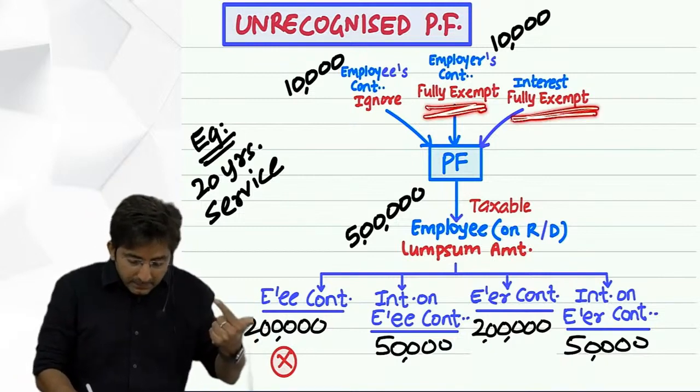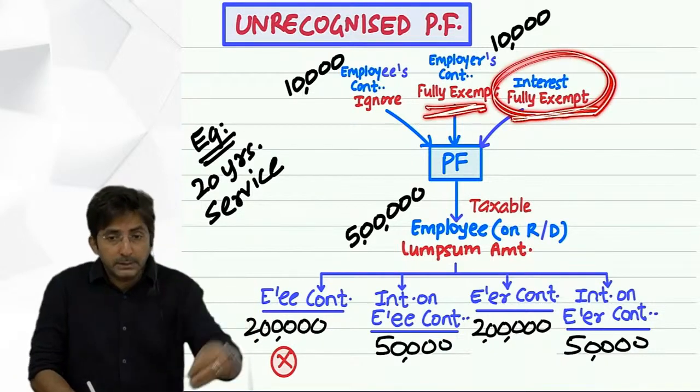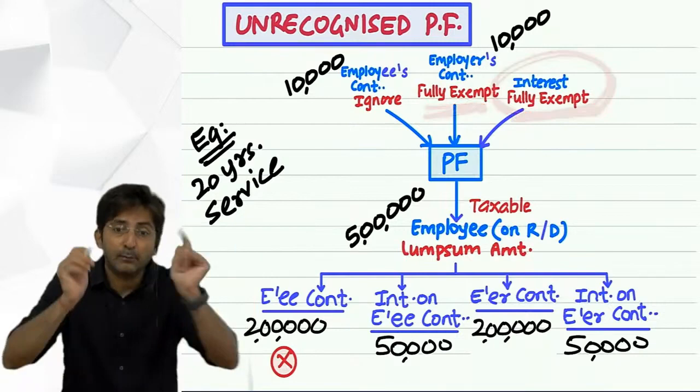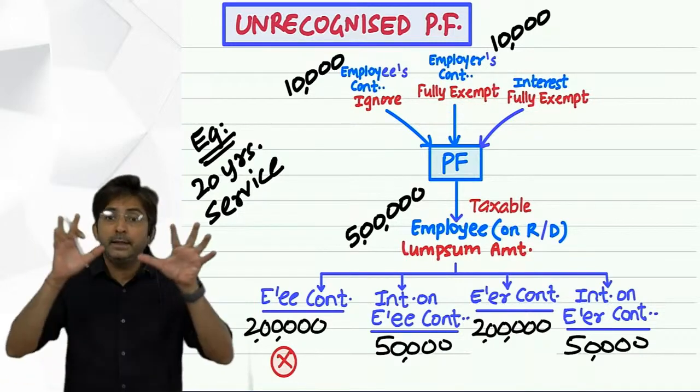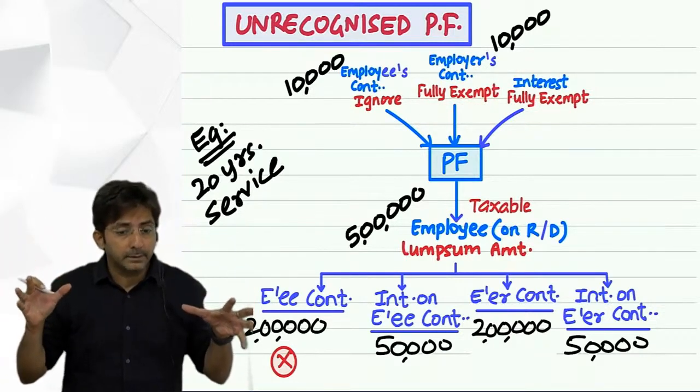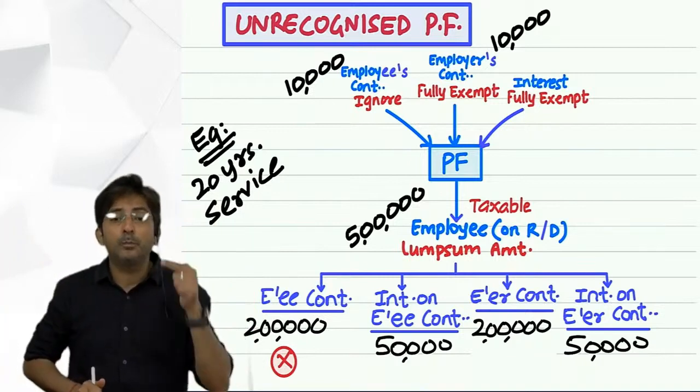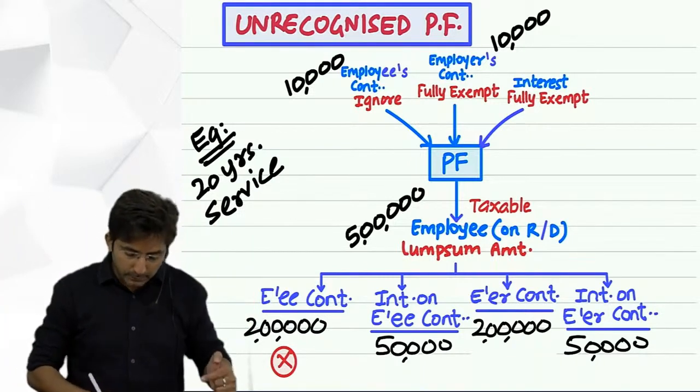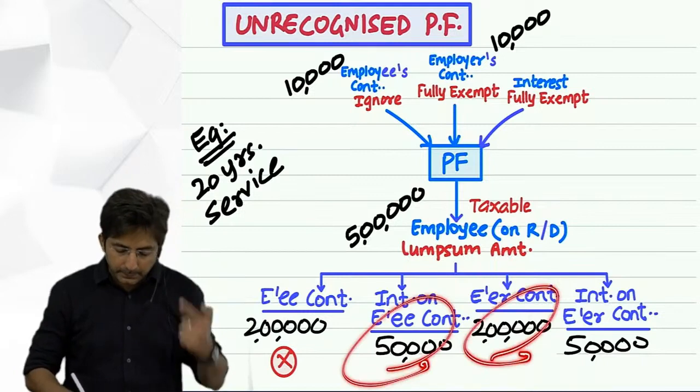Even interest. Interest also gets deposited on a year to year basis. Even that was exempt. But that was during the service of 20 years. But now it's time to pay tax. So this will be taxable, this will be taxable, this will be.